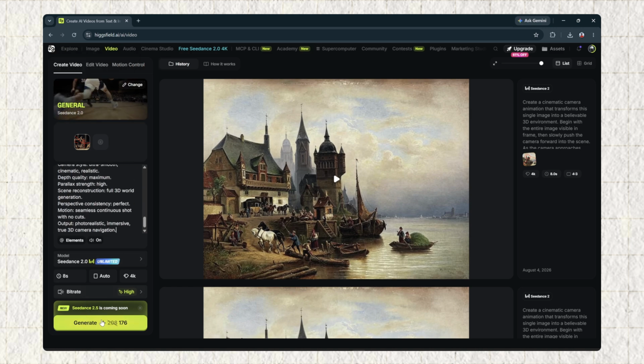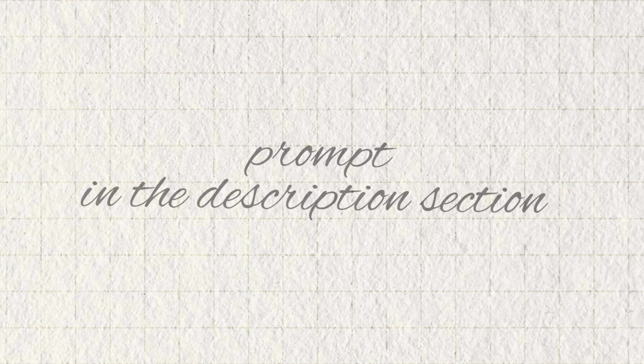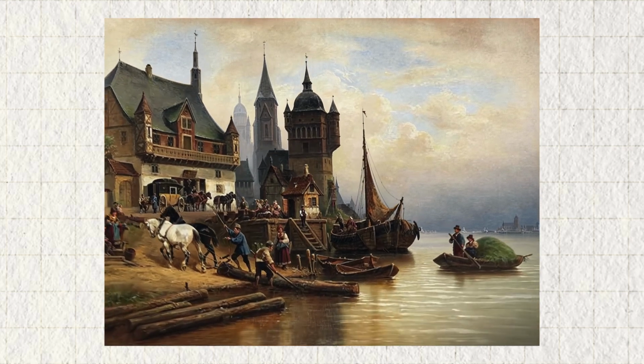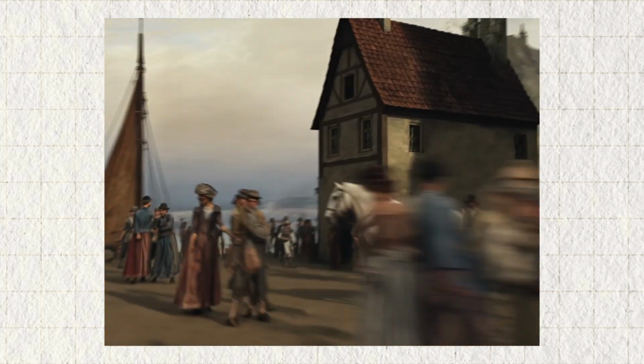And click Generate. The AI will follow your camera path and automatically create realistic 3D depth and motion from a single image. And that's it, your effect is ready.